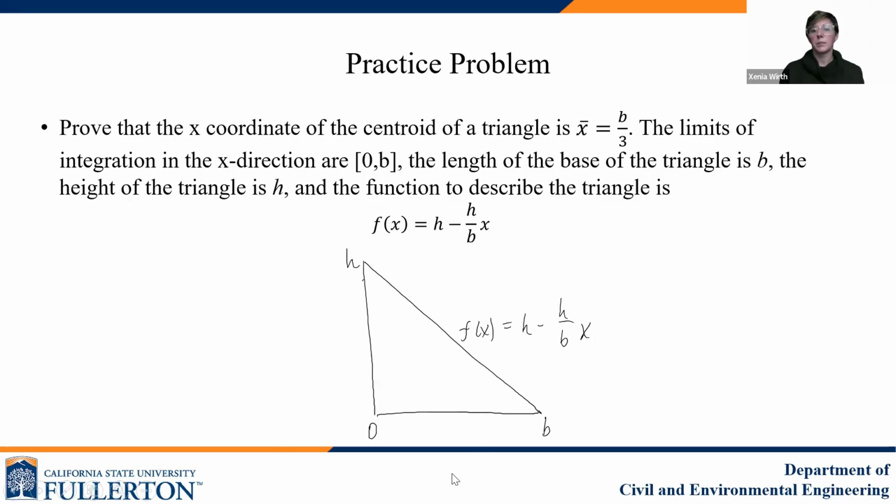So you have a triangle here, a right triangle. On the x-axis, the bounds are 0 to b. On the y-axis, the bounds are 0 to h. So your integration limits in the x direction are 0 to b. And you have a function that describes the hypotenuse of the triangle. So the x and y sides of the triangle are straight lines that have no slope. But the hypotenuse is a function that's actually described as h minus h over b times x.